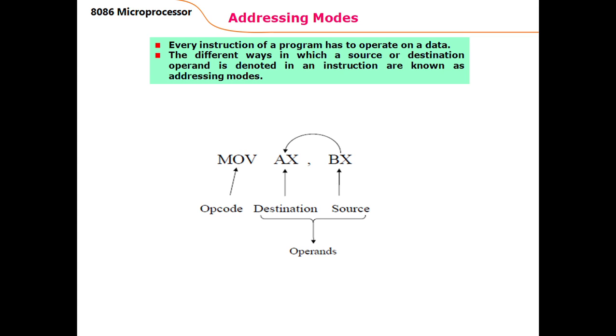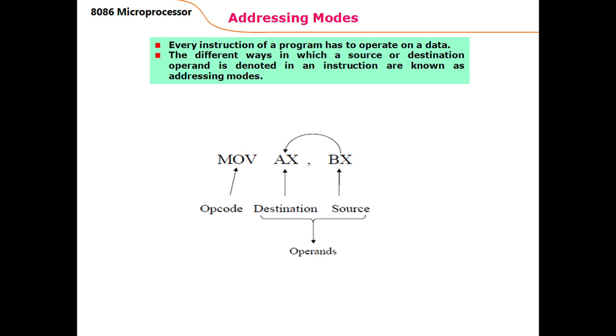Addressing modes, as we just mentioned, computer programs are instructions or sets of instructions, and each instruction performs a particular task or a subtask. In every task, there is some data on which the instructions have to operate. So every instruction, every program has to operate on data, and that data must be stored somewhere. It must be stored in a register, or it must be stored in a memory location.